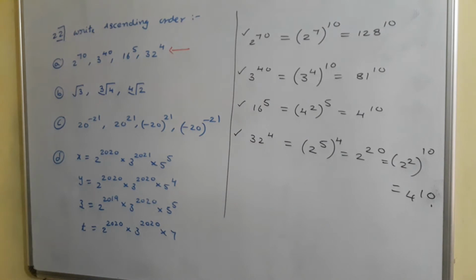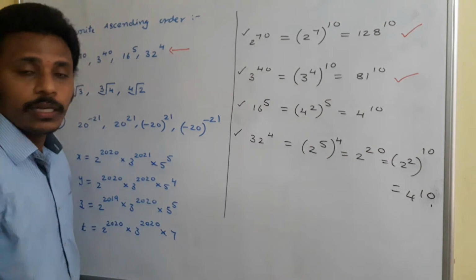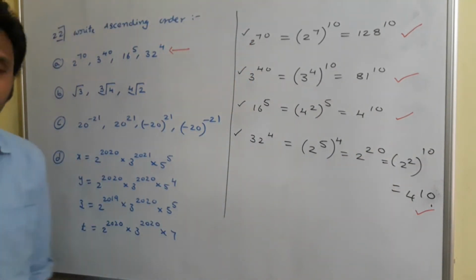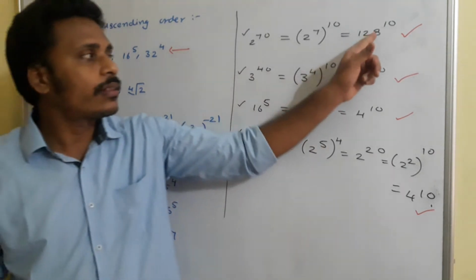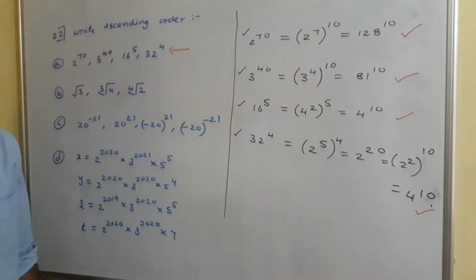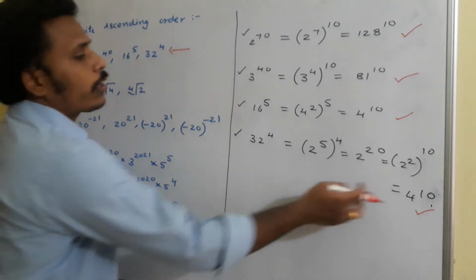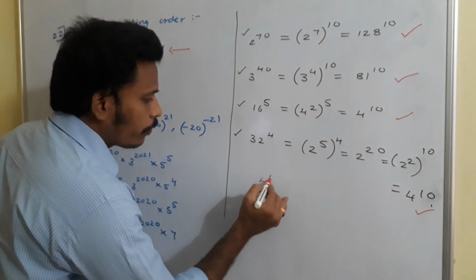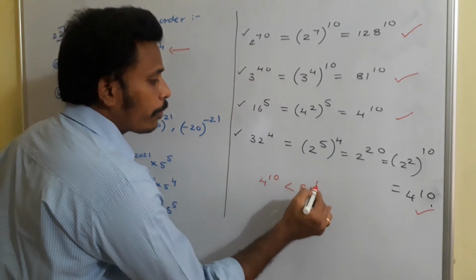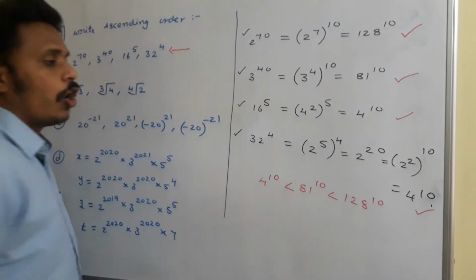When you observe, the first value is 128 power 10, the second one is 81 power 10, the third one is 4 power 10, and the fourth one is also 4 power 10. Now all four have power 10, so there is a chance to compare. Ascending order means smaller to bigger, right? Among those, the smallest value is 4 power 10, which is less than 81 power 10, which is less than 128 power 10. This is the ascending order.